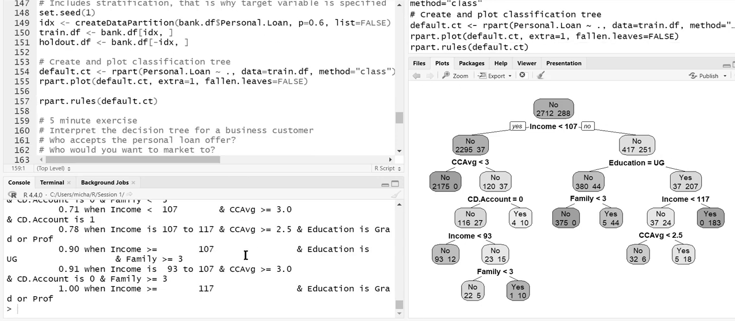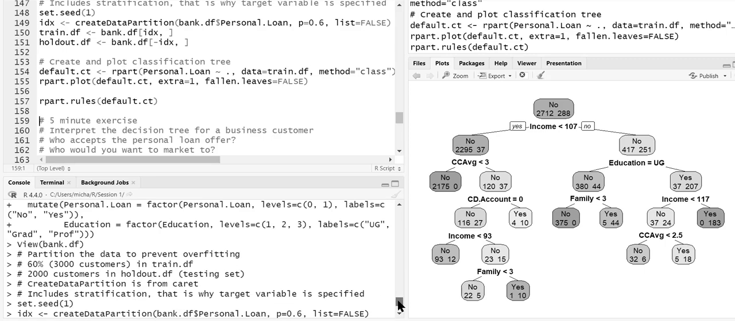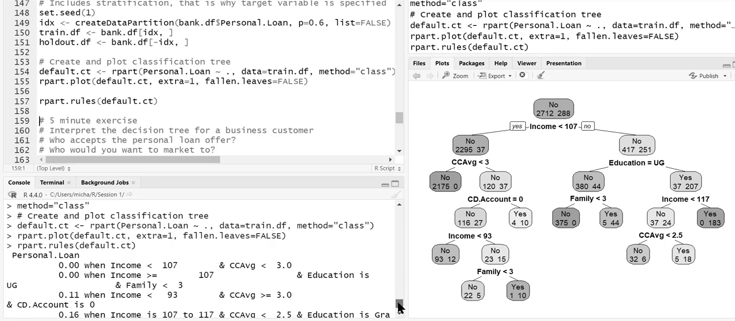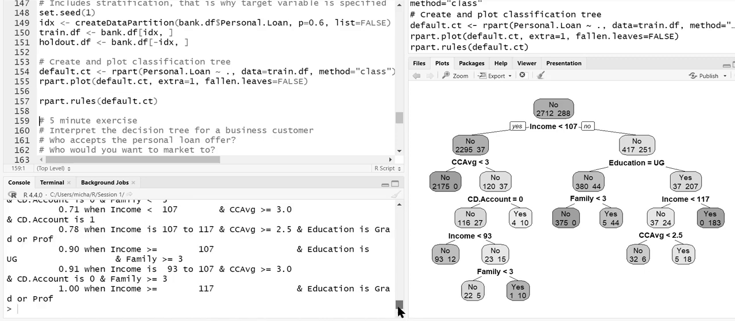Okay, and then here we see the rules, and again, you should be able to map the rules to the visualization, right? These two things are identical technically. The rules are the same as the decision tree, just a different visualization.